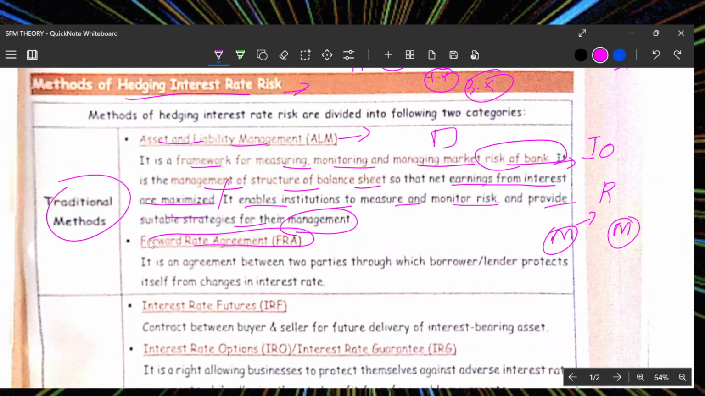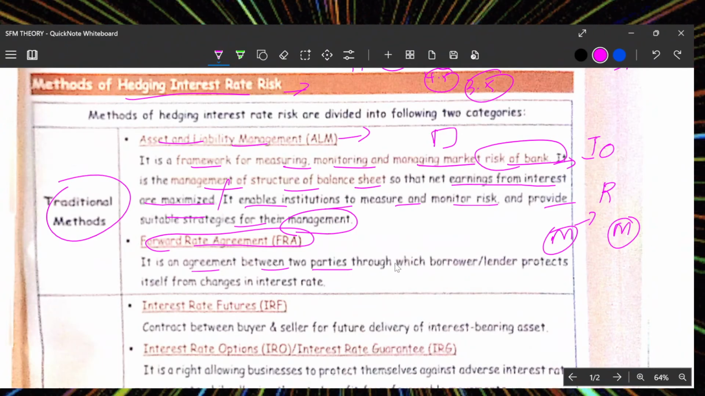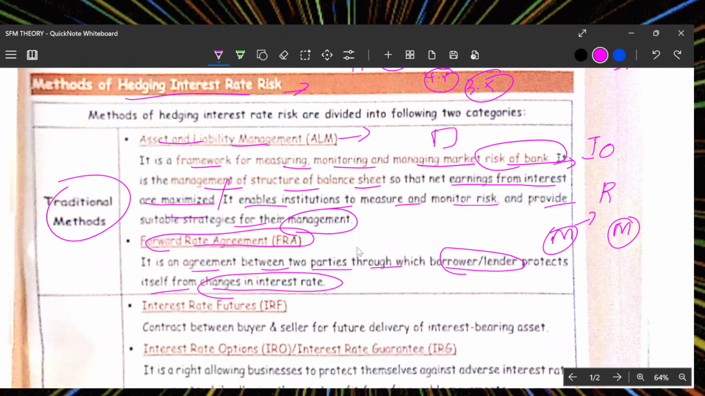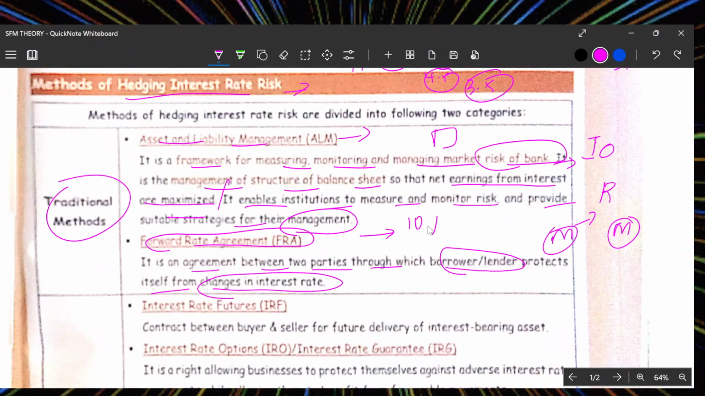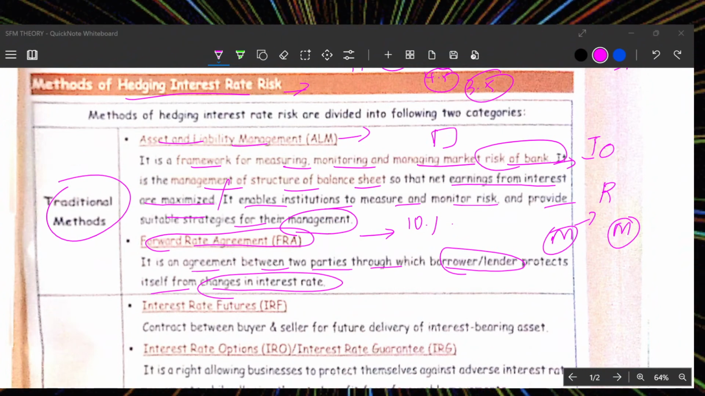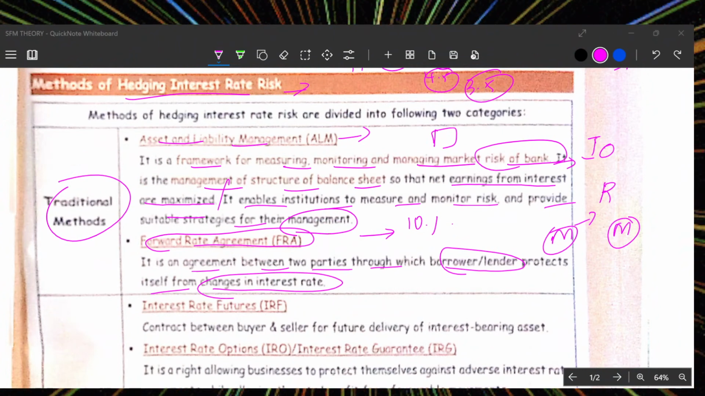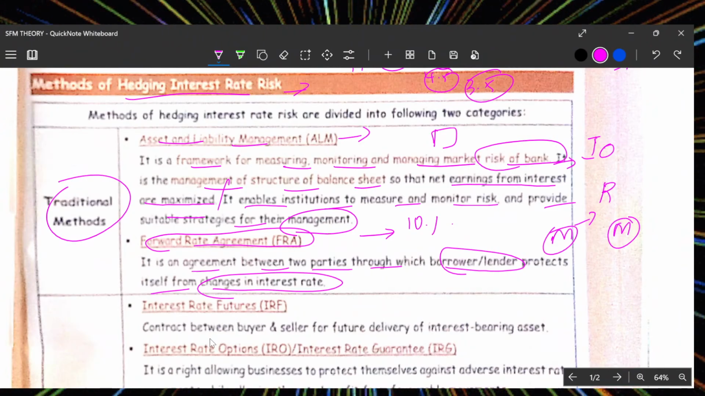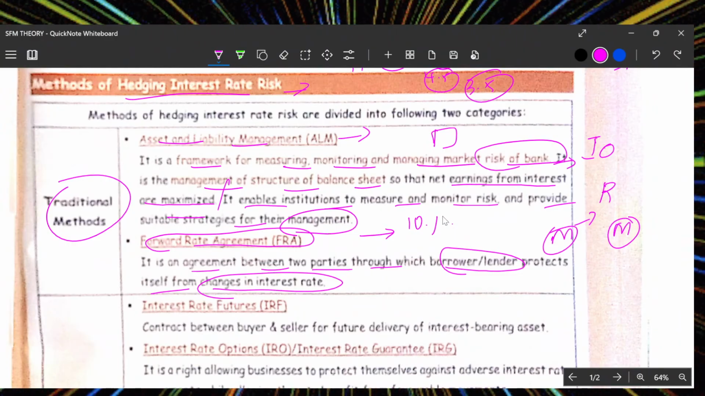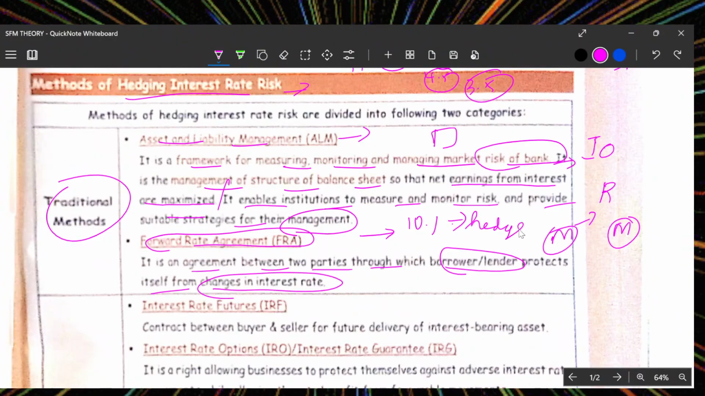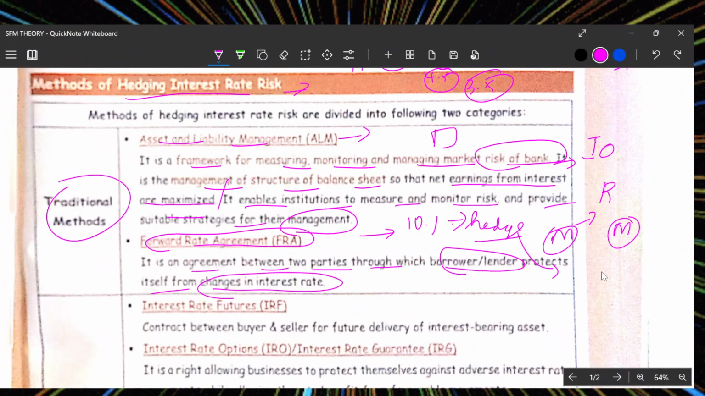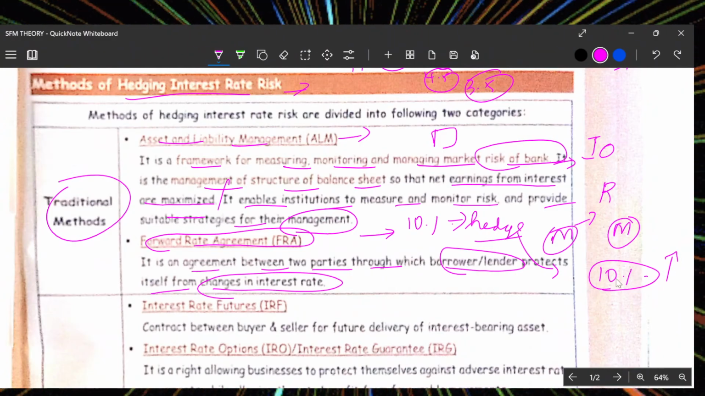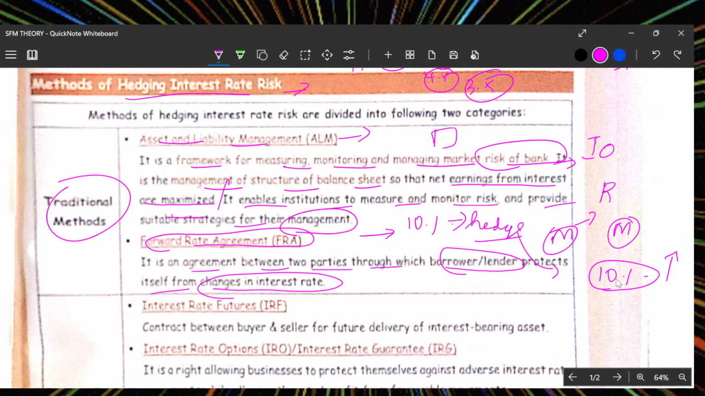Forward rate agreement. What is a forward rate agreement? It is an agreement between two parties through which the borrower and lender protect themselves from a change in interest rate. Say the interest rate is now 10%. But the company thinks, I don't want this kind of interest. So what can it do? It can go and hedge it. After hedging, what will happen? They will say, the interest rate up to 10% you pay. If the bank interest goes more than 10%, I will pay that. This is the agreement, so they can protect the interest.